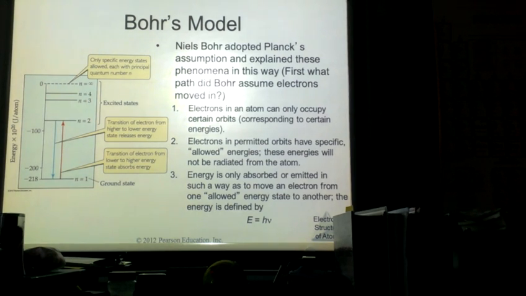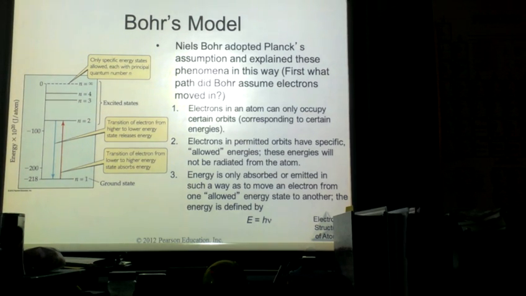Bohr makes several assumptions about the atom, and we know that some of the assumptions that he makes are right, but some of the assumptions that he makes are wrong. So he says some of the things that he assumes are that electrons in an atom can only occupy certain orbits, meaning certain energy levels. So that's something that we know that's true. Certain electrons are going to be closer to the nucleus, certain electrons are going to be farther away from the nucleus, but it's going to be dependent on what element or what atom I'm talking about, okay? So I'm okay with this assumption.